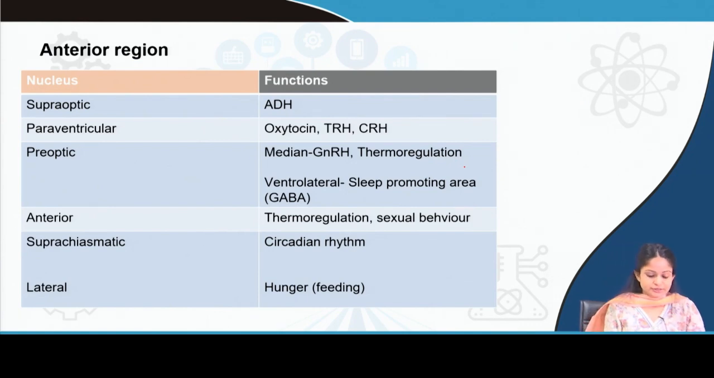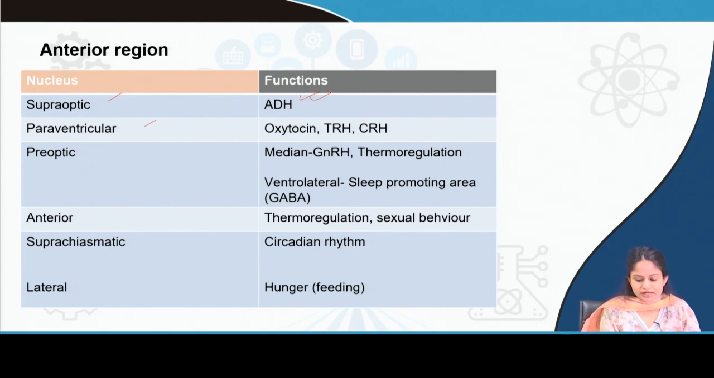If you see this table, you have to remember, yes, these are important nuclei. Supraoptic nuclei of the anterior region and paraventricular nuclei in the anterior region. These 2 nuclei secrete ADH, antidiuretic hormone, and oxytocin. Now, specifically if the question is asked from which nuclei, both secrete antidiuretic hormone and oxytocin, but ADH is secreted maximally from supraoptic nucleus, and oxytocin is secreted maximally from the paraventricular nucleus.